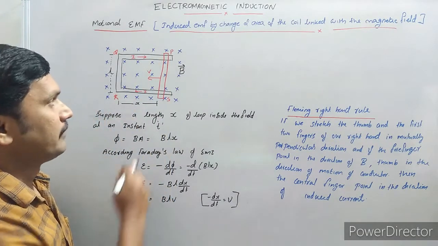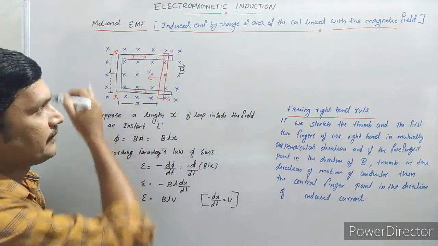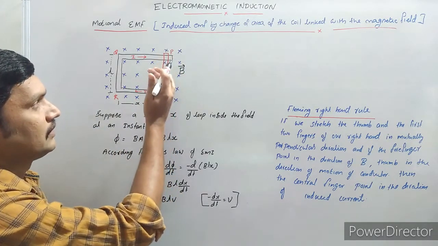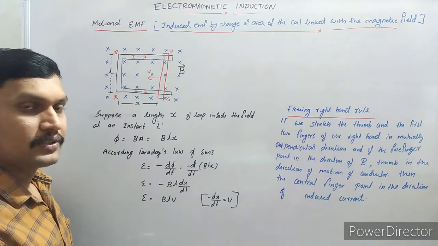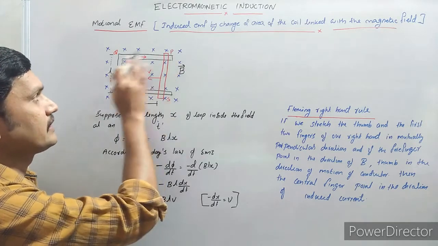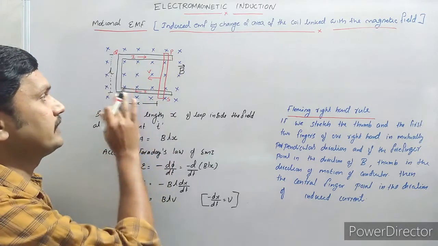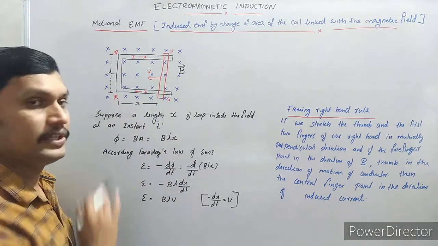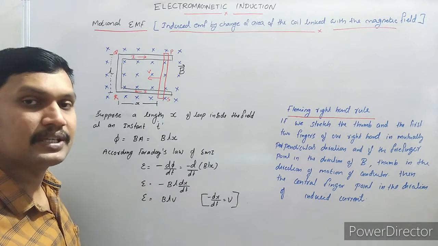Suppose we are moving this conductor PS with a velocity V in this direction. Say this PS is moving through this magnetic field on this rail with a velocity V. Whenever this PS is moving, the area of this coil is changing. The area of this coil is decreasing, so the flux associated with this coil is changing. So an induced EMF will be induced in this coil. Let us see what is the magnitude of induced EMF and induced current.